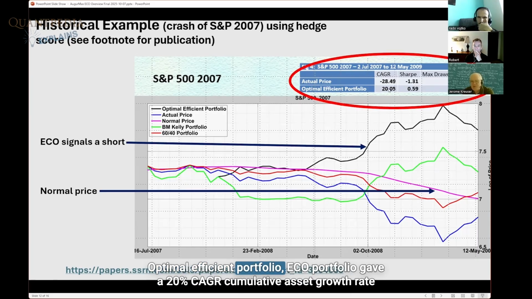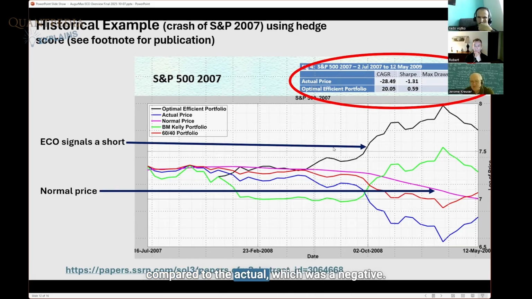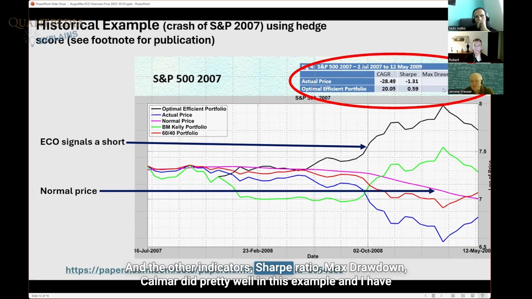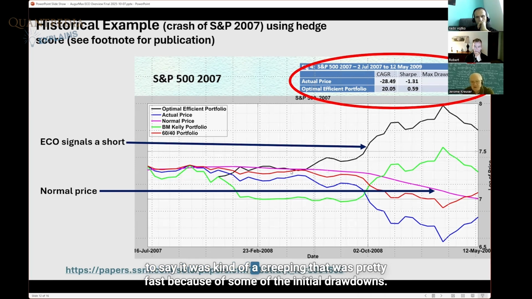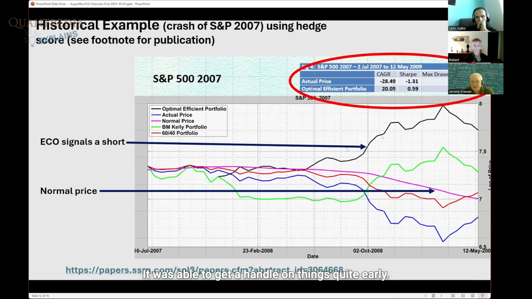The optimal efficient portfolio, the Echo portfolio, gave a 20% CAGR, compound annual growth rate, compared to the actual, the blue line, which was negative. And the other indicators, Sharpe ratio, max drawdown, Calmar, did pretty well in this example. And I have to say it was pretty fast. Because of some of the initial drawdowns, it was able to get a handle on things quite early. 2007 was a big crash, but it didn't happen so quickly.